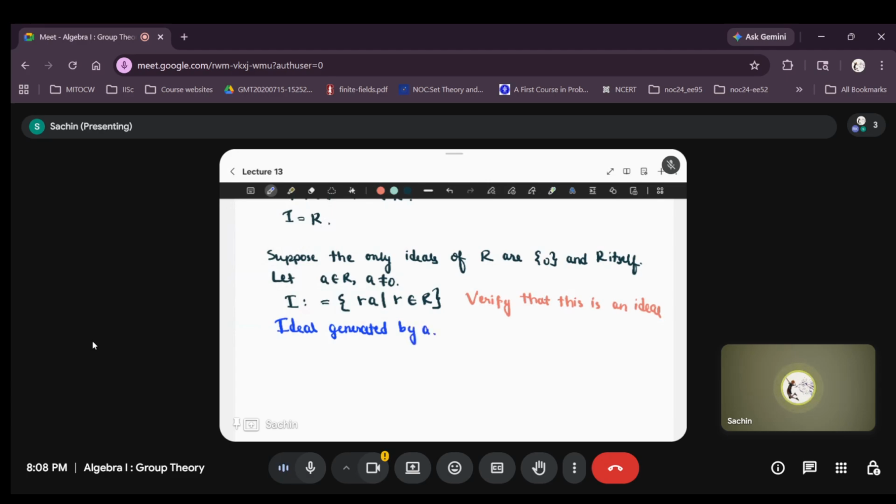So in groups, under the multiplicative group, the subgroup generated by A was A square, A cube, A power minus 1, A power 0, all the powers of A. And in terms of the additive group it was A, 2A, 3A, 0 times A, minus 1 times A. That was the subgroup generated by A. Here the ideal generated by A is this: you take A and multiply with each element in the ring R.